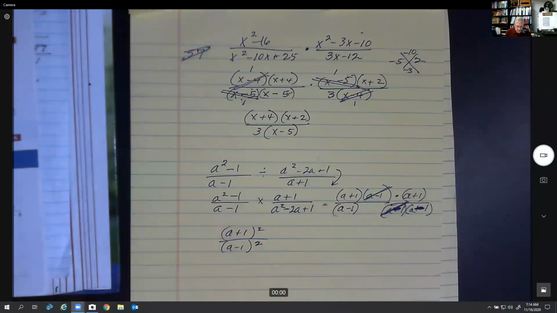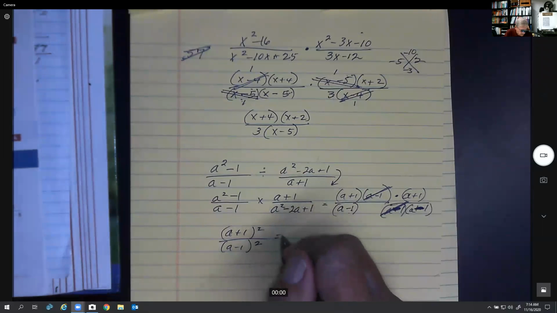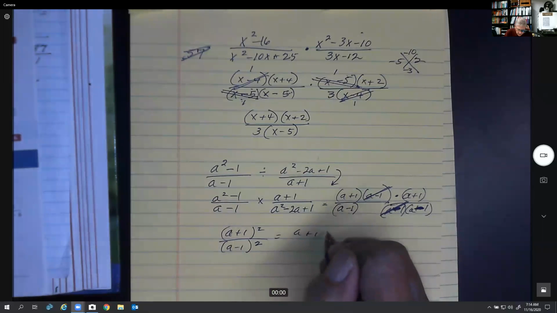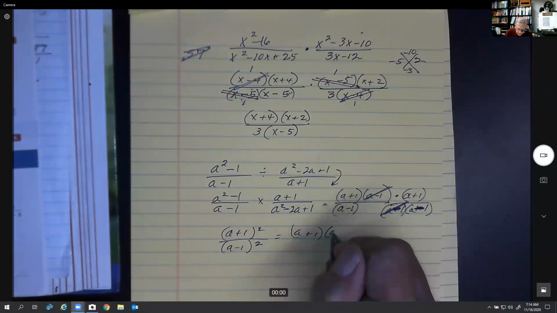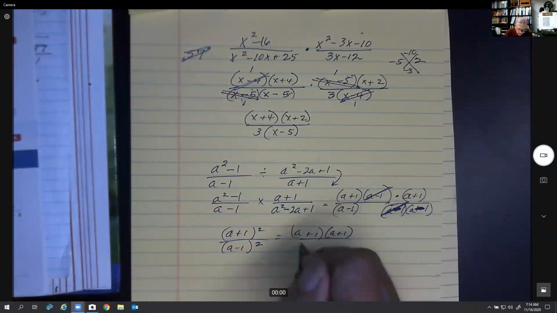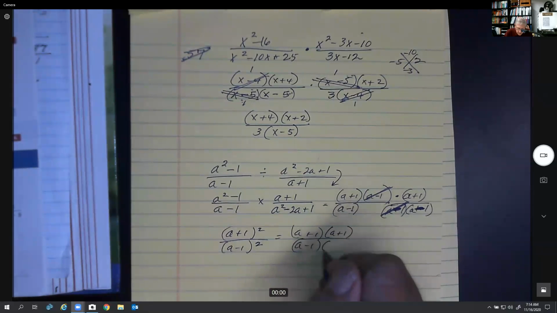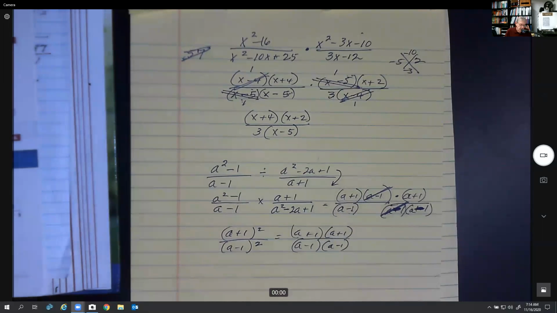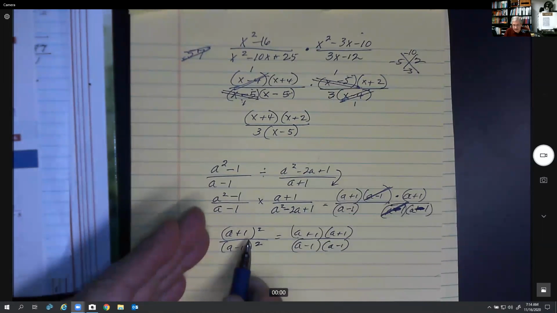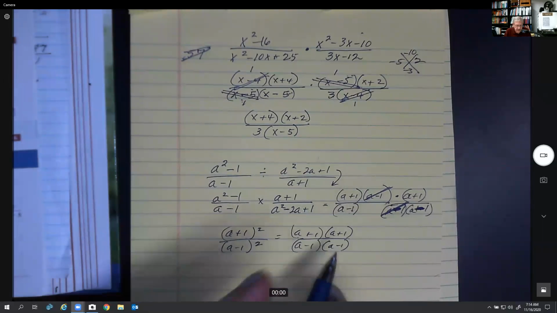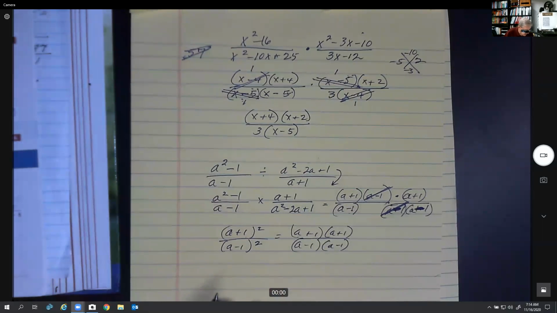So I could write the answer that way, or I could write it like the book shows: A plus 1, A plus 1, A minus 1, A minus 1. Either answer is okay, because sometimes on a test, you might encounter this answer instead of this one, on a standardized test.